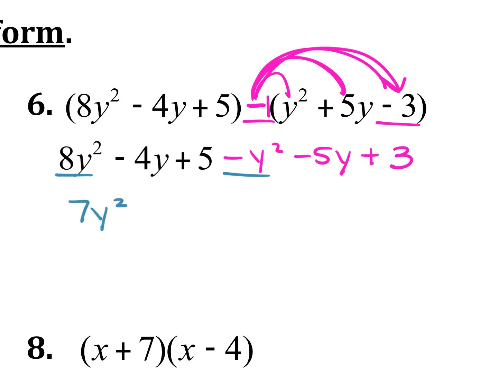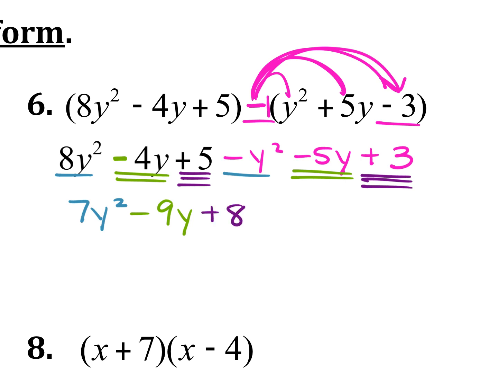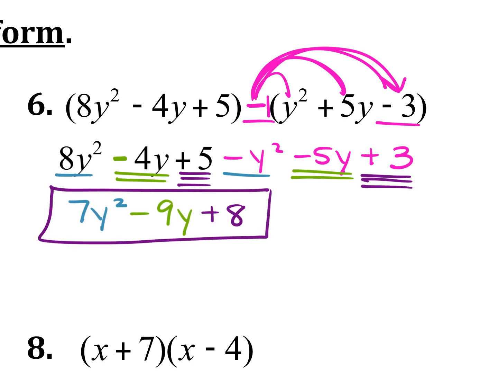Okay, move on to the next one. Now you look at your y's. That's a negative. Make sure that negative stays with the 4. So -4y minus 5y is what? -9y. And then you have 5 plus 3, because it was 5 minus a -3, right? So that's 8. So it'll look like that. And again, that's in descending order already? Yeah.